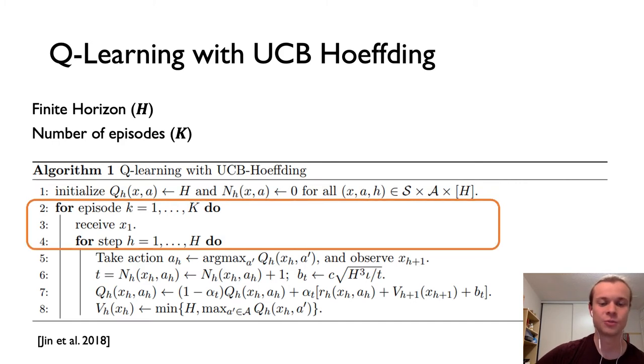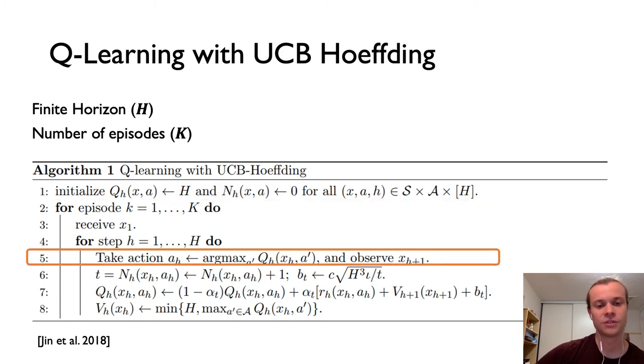Afterwards, we loop over all the episodes, little k, up to capital K, which is the number of episodes we've predefined for this algorithm. Then we loop over the steps from 1 to capital H, where H is the horizon. In each one of these loops, we take an action, which is the greedy action based on our Q function, just like in Q-learning, and then we observe the next state.